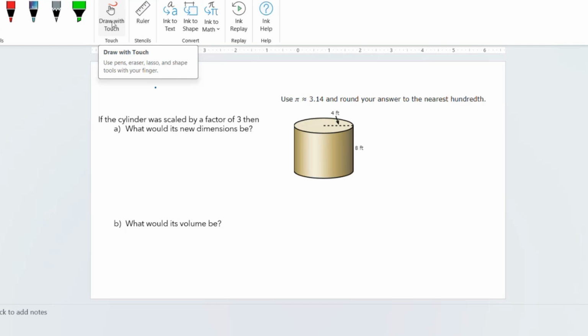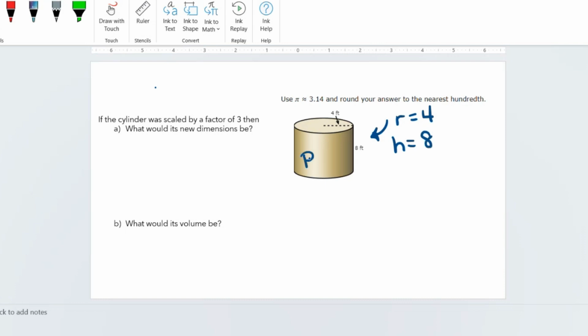In this video, we're going to go over the scaling principle for volume. We're going to start with this original cylinder that we are given here. The very first thing we want to do is identify the radius, which is 4, and the height, which is 8. I'm going to think of this as the pre-image.